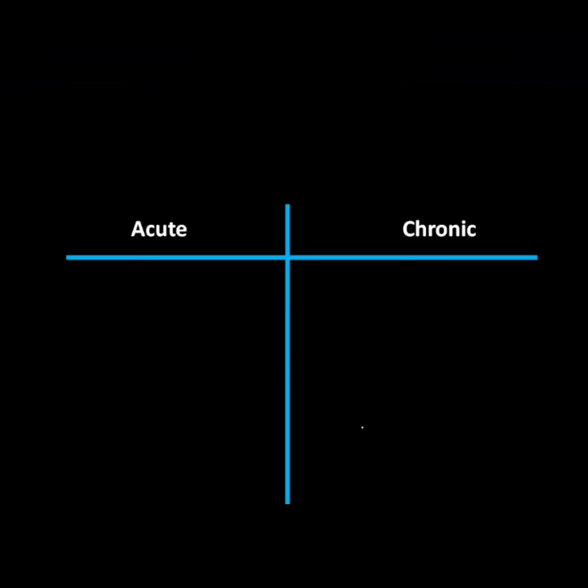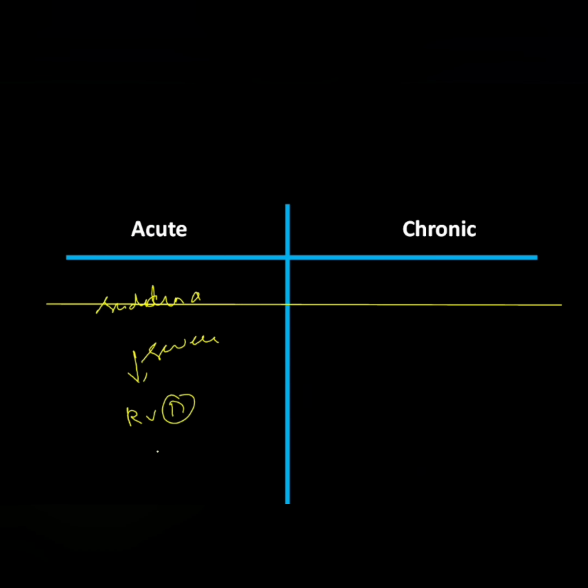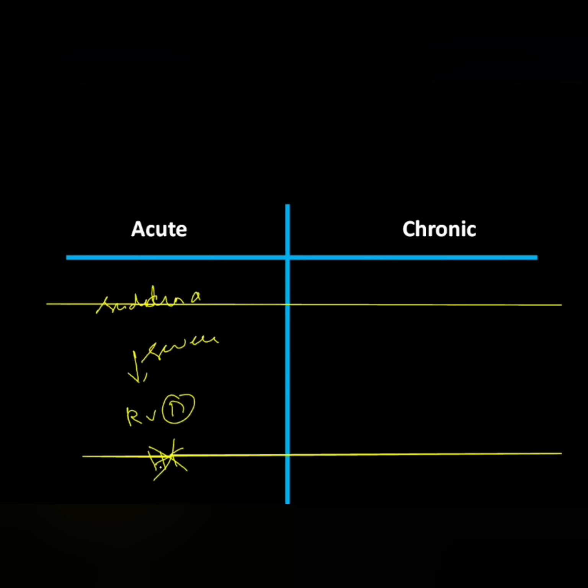Now you have acute and chronic cor pulmonale. So what causes acute cor pulmonale? Whenever there is a sudden and severe stimulus, like say for example, a massive embolus. These people will have right ventricular dilation, but there will not be hypertrophy. So they will have right ventricular dilation without hypertrophy.